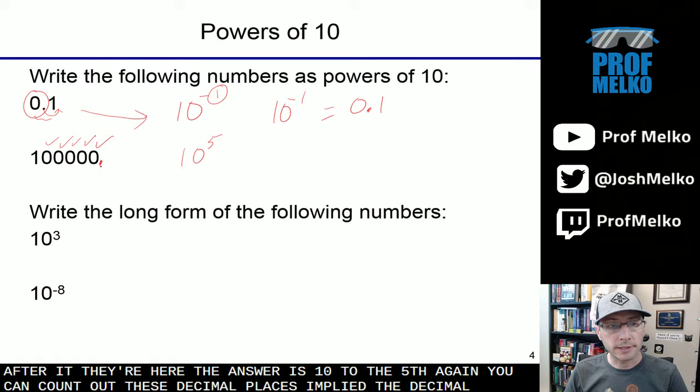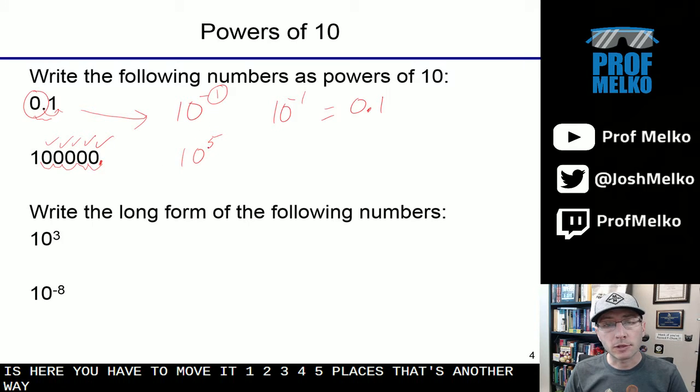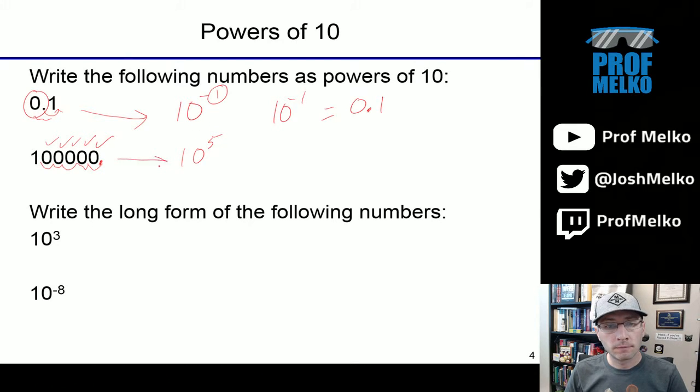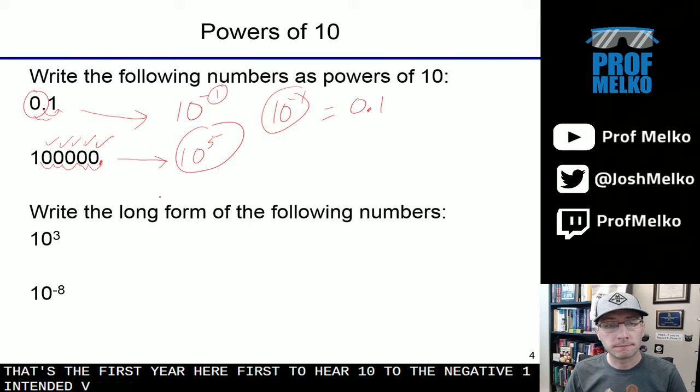Implied the decimal point is here. You have to move it 1, 2, 3, 4, 5 places. That's another way you can get this exponent of 10 to the 5. So that's the first two here, 10 to the negative 1 and 10 to the 5th.